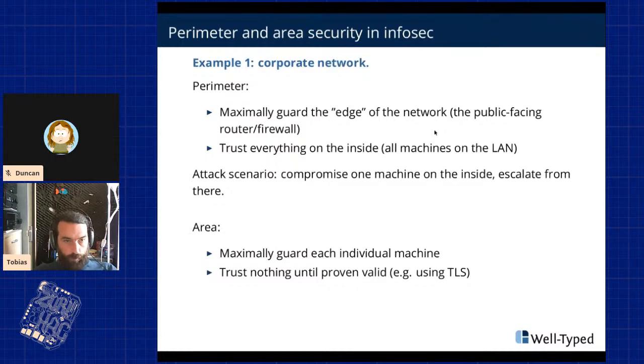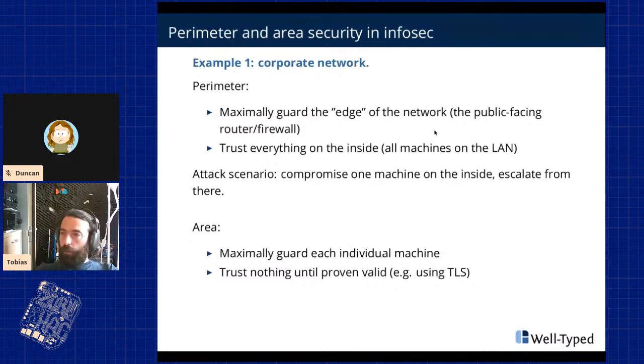And same for the microservice architecture. Whenever a microservice connects to another service, you force them to authenticate, and you do the communication even if they're in the same data center, or even on the same VM host. You still use HTTPS or TLS or whatever encryption you need between them to basically achieve area security.